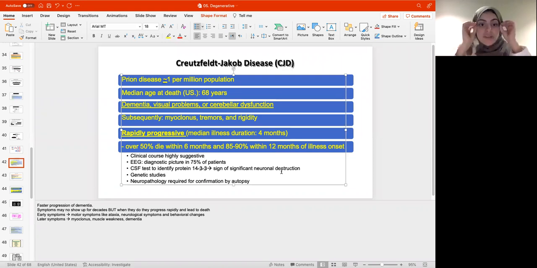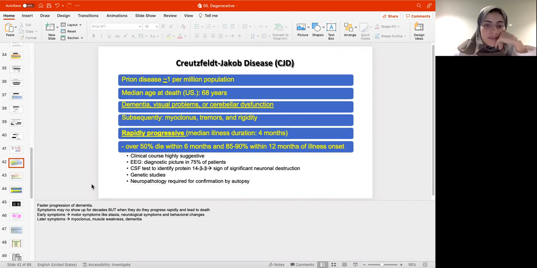And you can also do genetic studies if it's the familial form. You might have the genetic mutation. But yeah, that's pretty much all you can do. And like I said, early symptoms are mainly motor symptoms like ataxia, neurologic symptoms, and behavioral state changes.